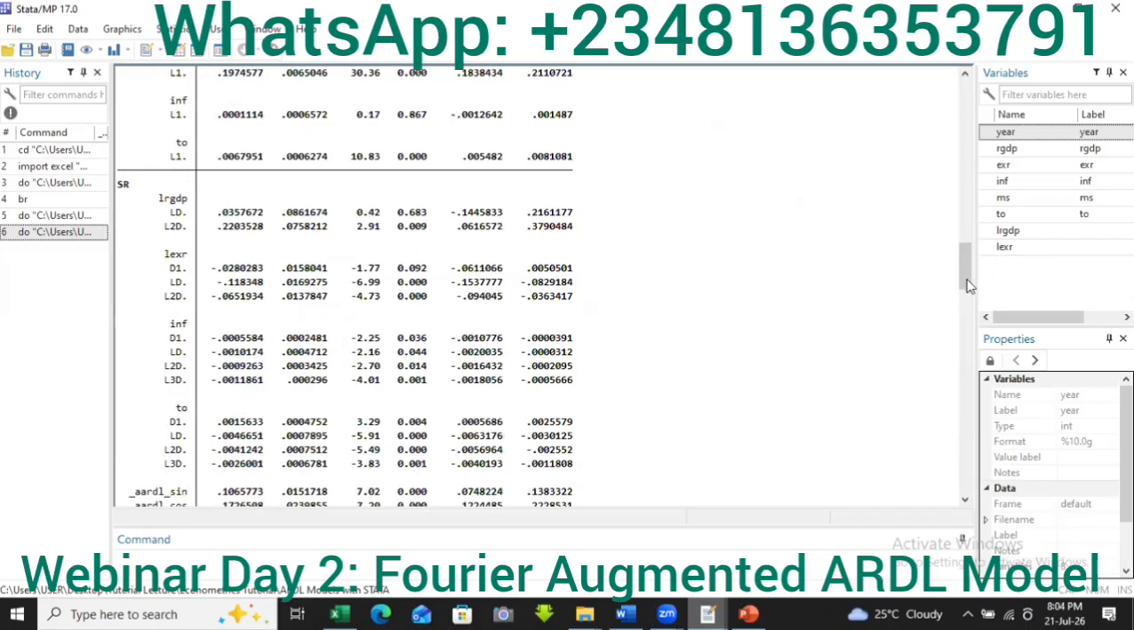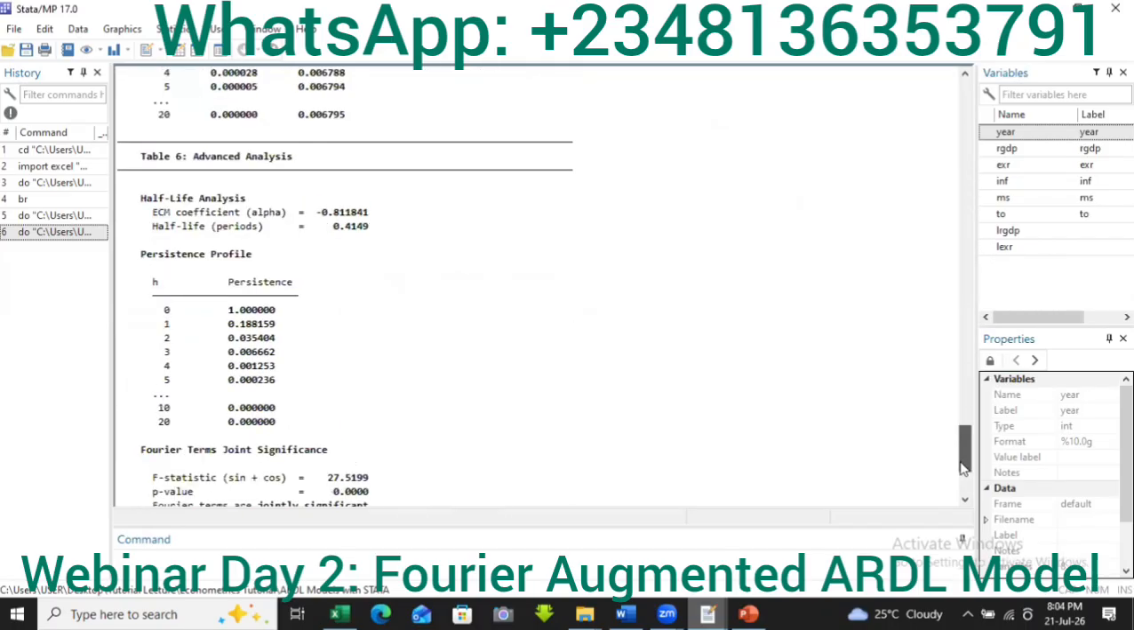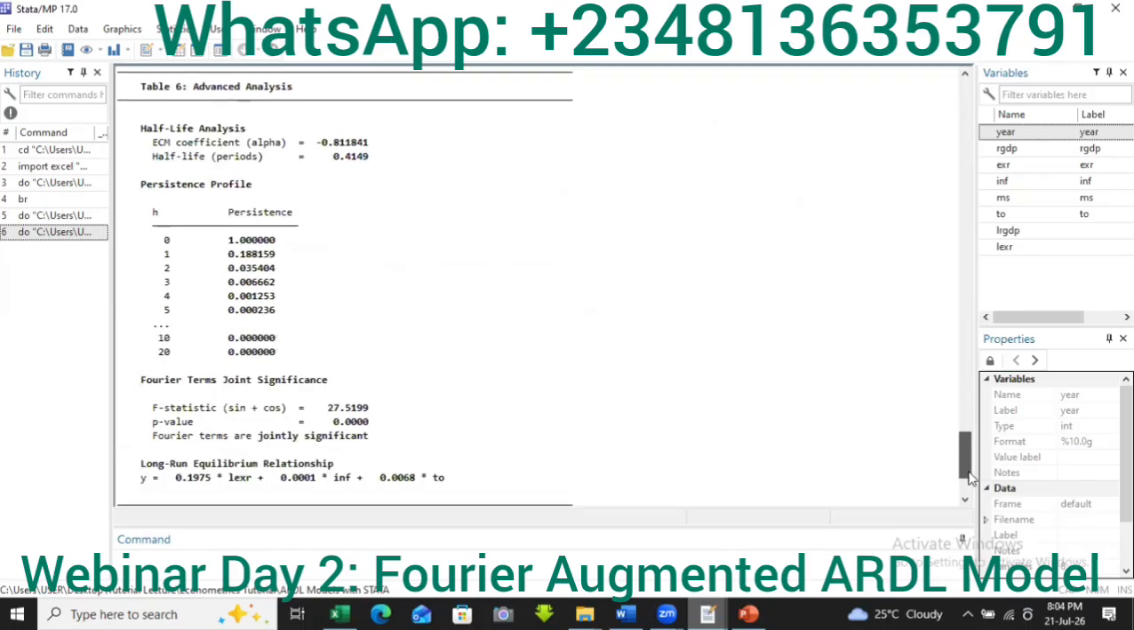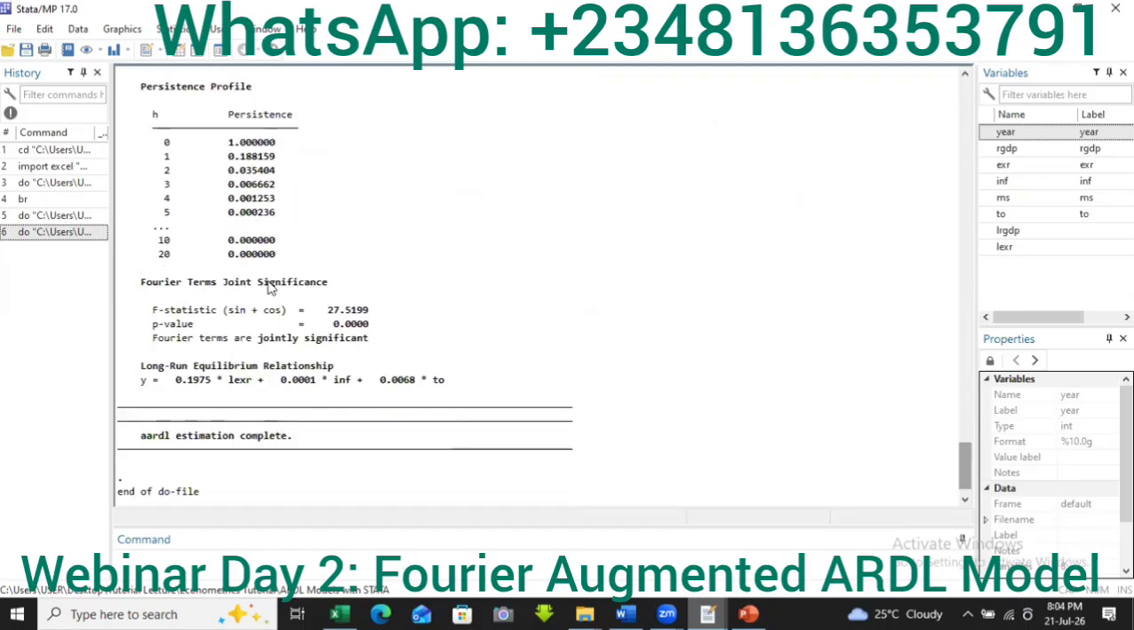The interpretation is the same thing. The only addition is that of the Fourier terms, to check whether the Fourier terms are significant or not. So it is significant. That is the only difference between the interpretation of the augmented ARDL model and the Fourier augmented ARDL model.